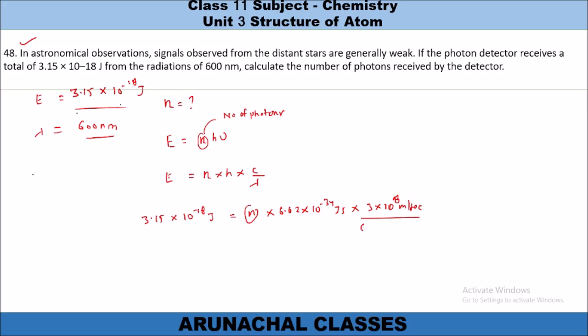Lambda is 600 nanometer, which means 600 multiplied with 10 power minus 9 meter. Now if we calculate, we will get this n value as 9.545 multiplied with 10 power 0. So it will be 9.4545, that is approximately equal to 10. So this will be 10 photons which will be present here.